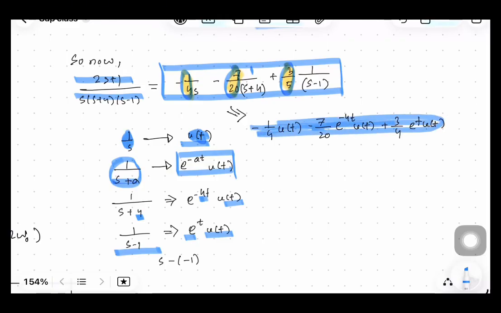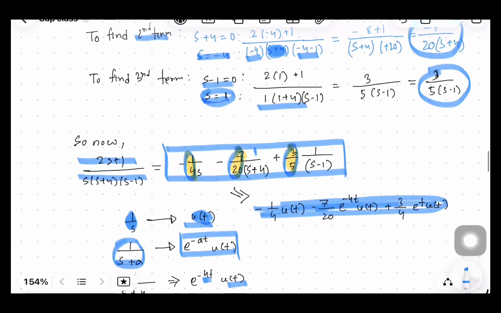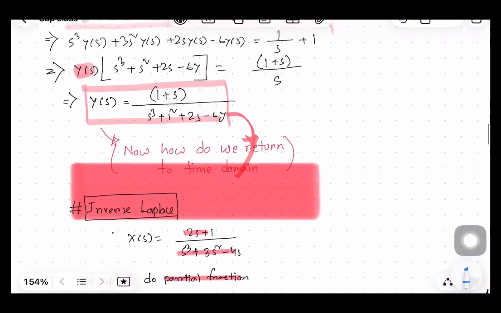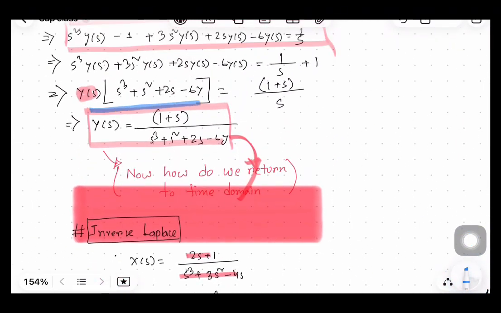See, in this way we can easily do the inverse Laplace transform. After getting this equation, can't we solve it in our time domain? So in this way we can return to our time domain from our Laplace domain.